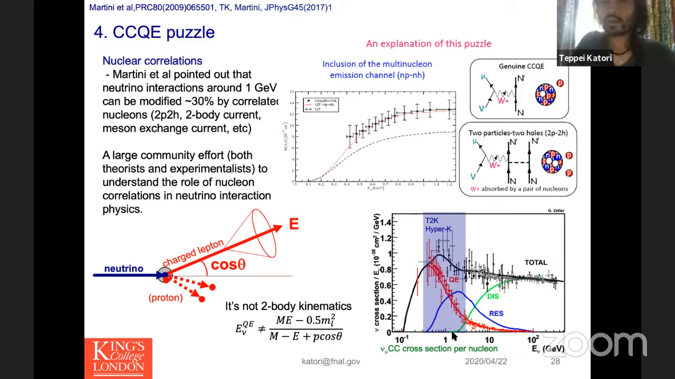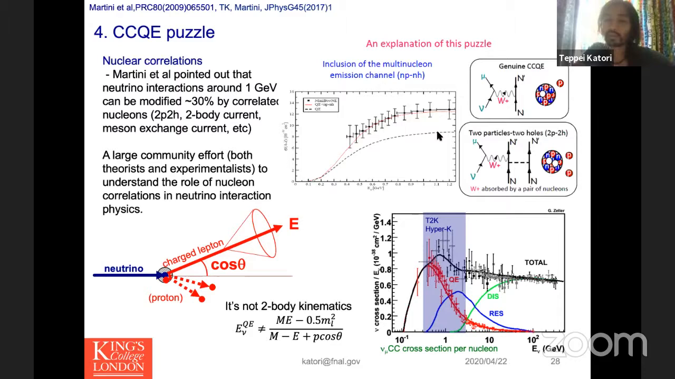Neutrino interacts with a nucleon. That's the one case. But not so rare is the case where the neutrino interacts with two nucleons together. So there's some kind of correlation between nucleons that also contributes to the interaction. And what is more, this kind of correlation changes the cross-section by up to 30%. That's what's shown by this plot. It's the data from MiniBooNE, and Martini et al. explained this MiniBooNE data pretty well with this idea.